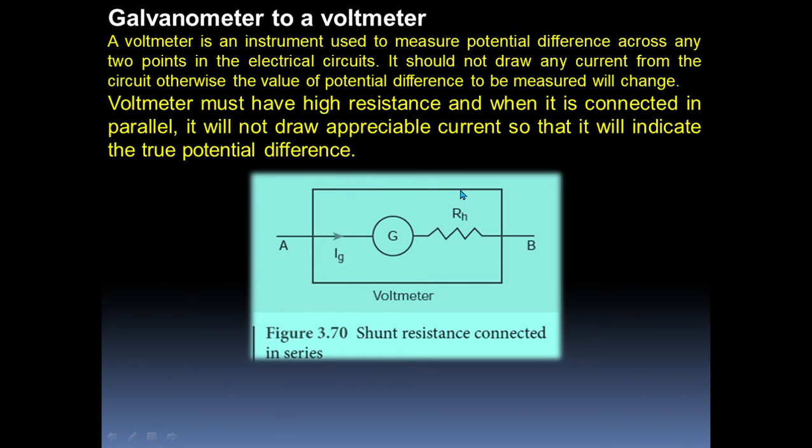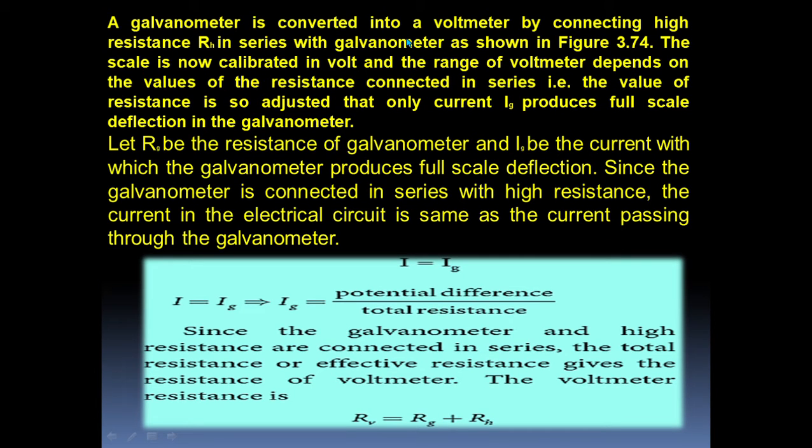Here, high resistance connected in series to the galvanometer means the galvanometer is converted into a voltmeter. This point is very important. Voltmeter must have high resistance, and when it is connected in parallel, it will not draw appreciable current, so that it will indicate the true potential difference. Now, the galvanometer is converted into a voltmeter by connecting high resistance RH in series with the galvanometer.